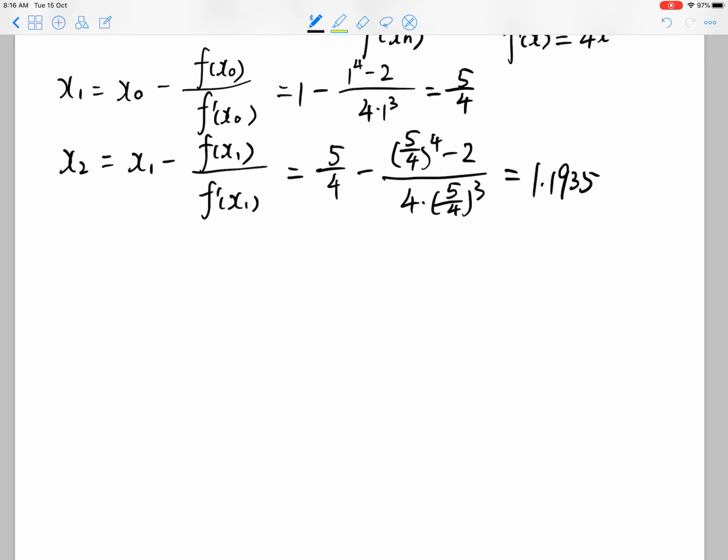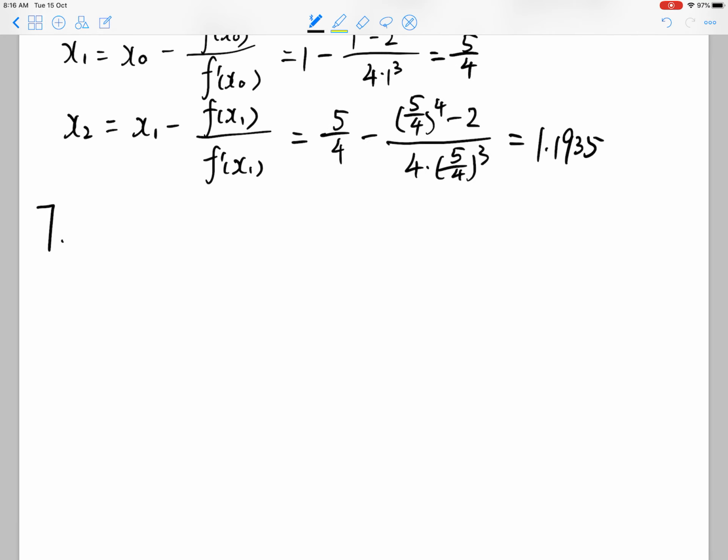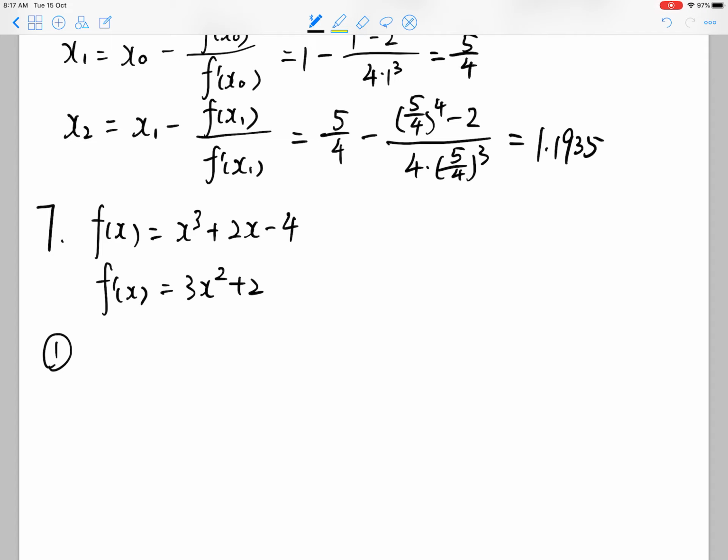Problem 7. It's also Newton's method. So now the function is x cubed plus 2x minus 4, right? So the derivative is 3x squared plus 2. Find its root in [1, 2]. First you have to use the intermediate value theorem to prove that it has a root between 1 and 2. So first, f(x) is continuous because it's a polynomial on the closed interval [1, 2].